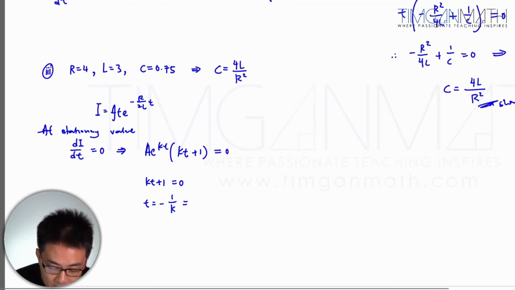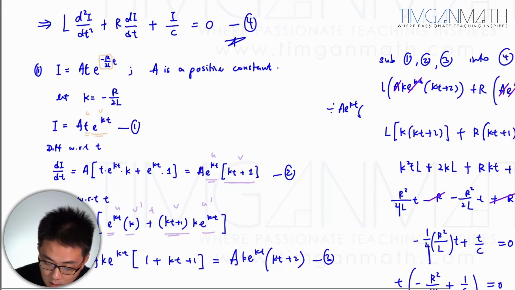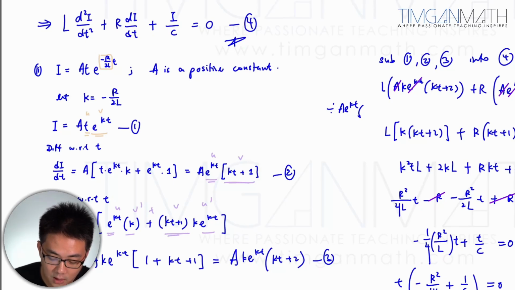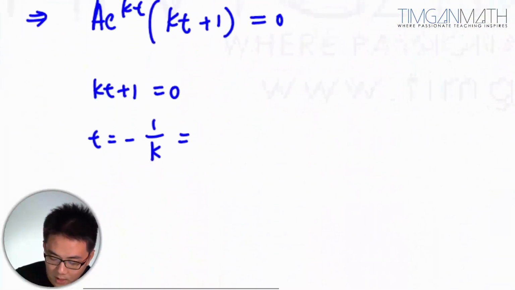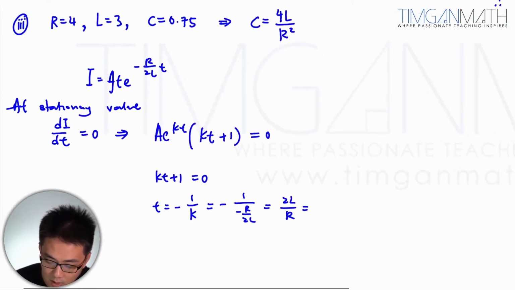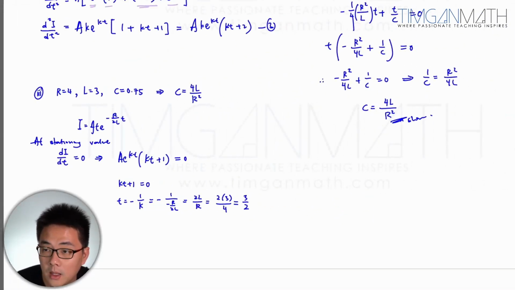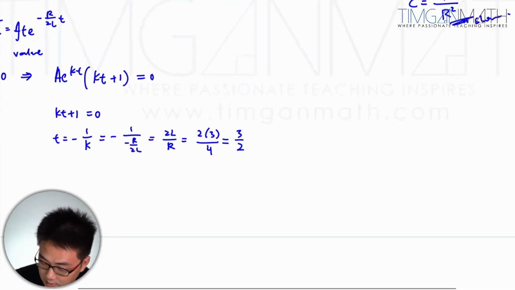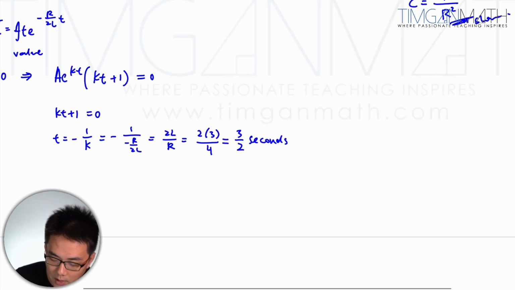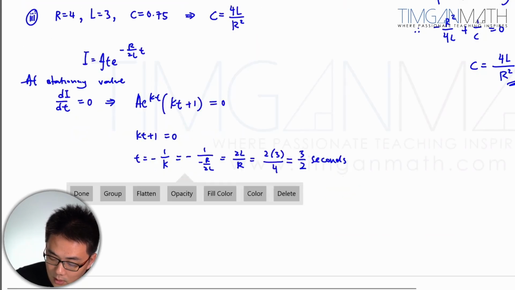In this case here, the time at which it will be a stationary value is minus 1 over k. So just bring out your k, which is actually negative R over 2L. So this is negative 1 over negative R over 2L, and this is just 2L over R, which is not too bad. So it's 2 times 3 over 4, which is actually 3 over 2. Time is in seconds. There you go. So this is the part which they want you to find, the t.